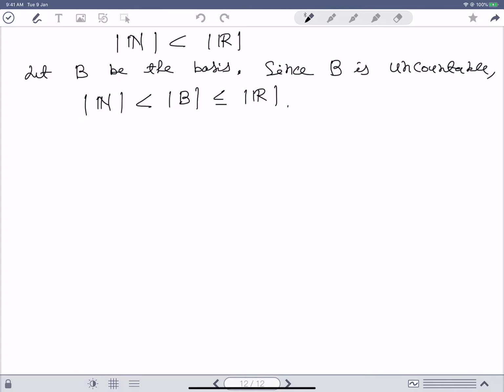Now we don't know about the relation between cardinalities. In the next lecture we will know the relation between the cardinalities, and then by the continuum hypothesis, we know that there is no other cardinality between the cardinality of the natural numbers and the real numbers. Therefore, by the continuum hypothesis, we know the cardinality of B will be the same as the cardinality of R.